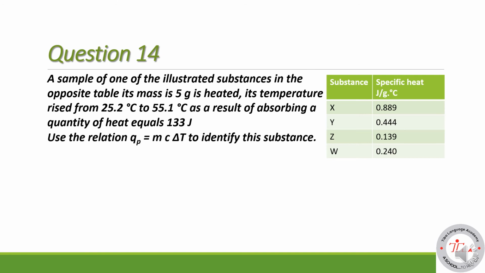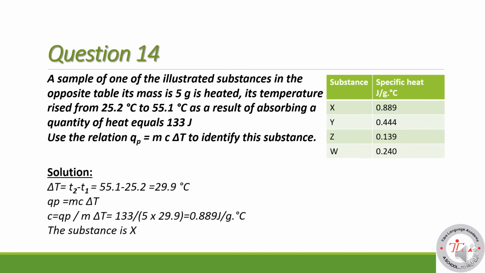How can I identify this substance? X or Y or Z or W? By getting the specific heat, we can know the substance. Delta T equals 29.9 Celsius. And to find C, C equals Q over M delta T. Q equals 133, M equals 5, delta T equals 29.9, so C will be equal to 0.889. So the substance is X.